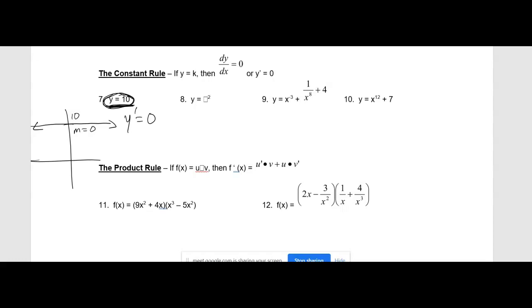Uh-oh, that's not good. See, even the format's bad. Was this a pi, if I remember correctly? Pi squared on your paper? Okay.